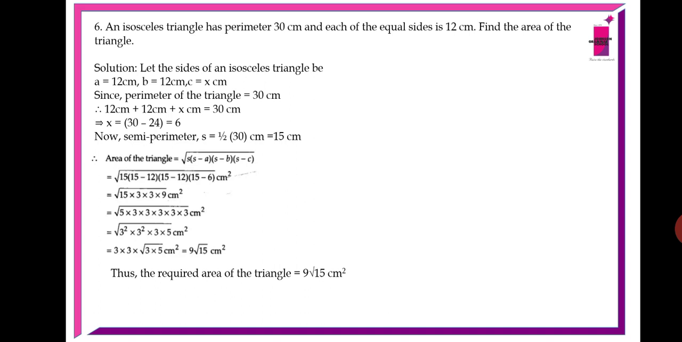Now the semi perimeter equals 15 centimeters. The area of the triangle equals the square root of S into S minus A into S minus B into S minus C. So we will get the square root of 15 into 3 into 3 into 9 square centimeters. After simplifying, you will get 9 root 15 square centimeters. Thus the required area of the triangle equals 9 root 15 square centimeters.